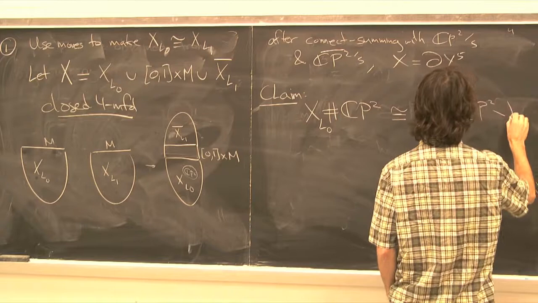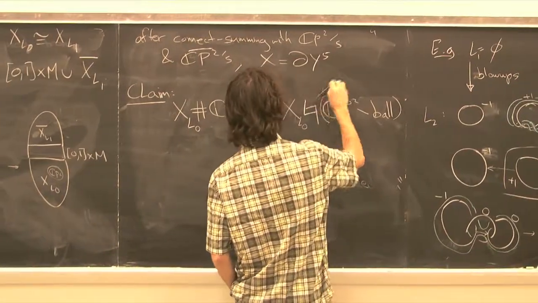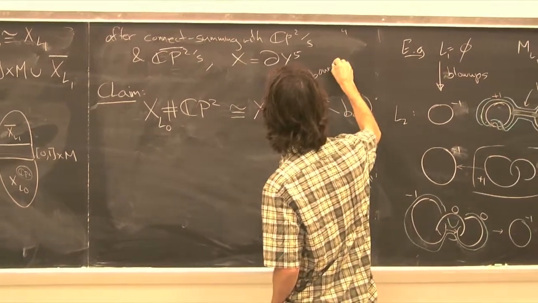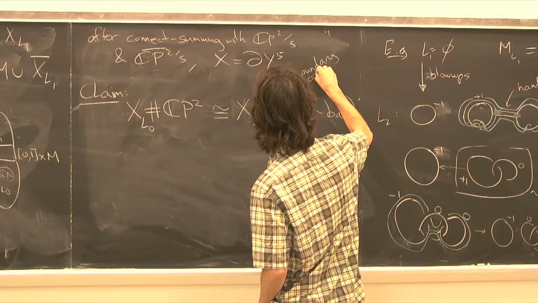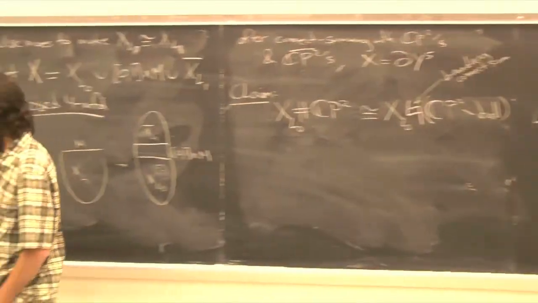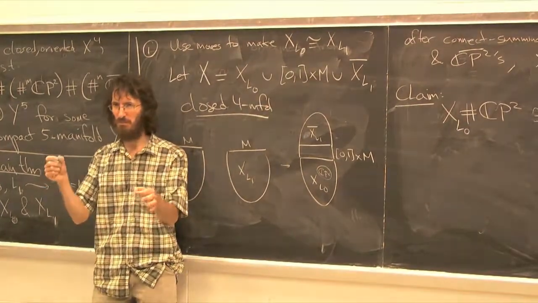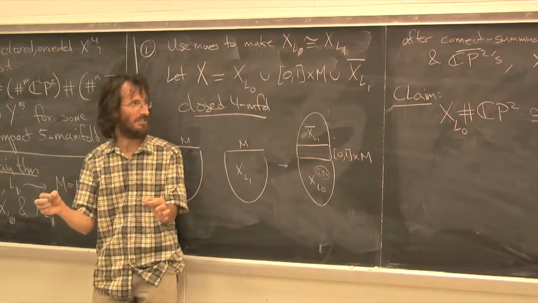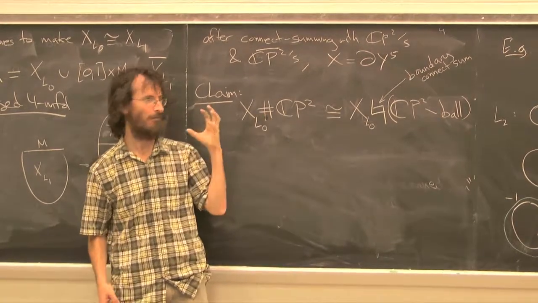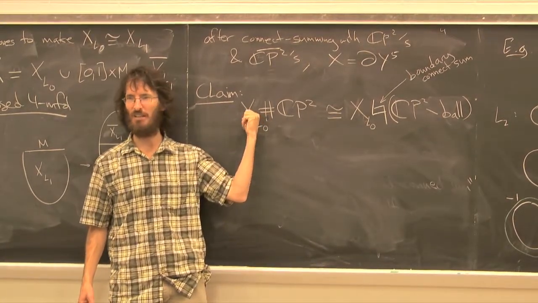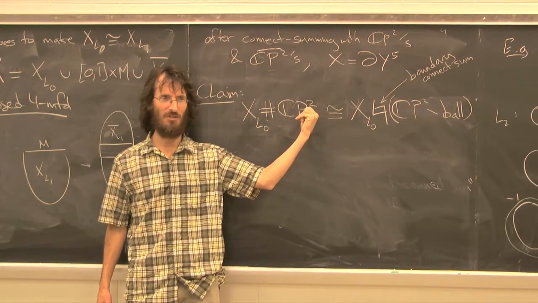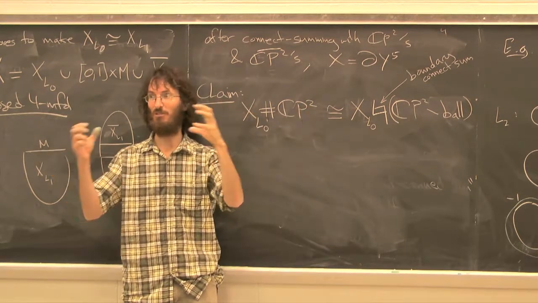boundary connect sum CP2 minus a ball. This natural symbol, I think it's a standard symbol for a boundary connected sum. Boundary connect sum means you remove a ball in the boundary, because these are now manifolds with boundary. This is a manifold with boundary. So what this is saying is you take a 4-dimensional ball from the interior of X L0, and a 4-dimensional ball out of the interior of CP2. You get 3-sphere boundary components, you glue them together.